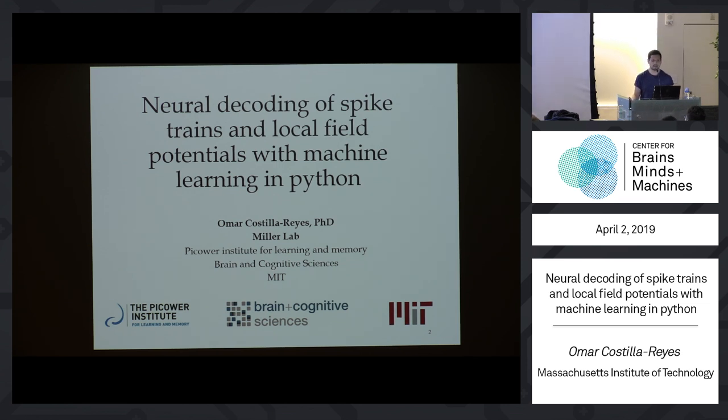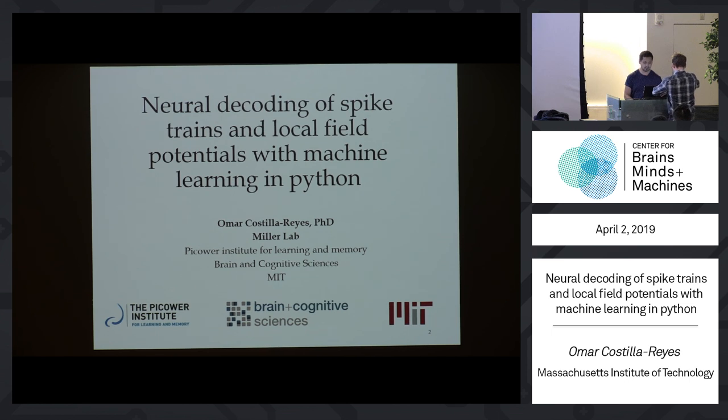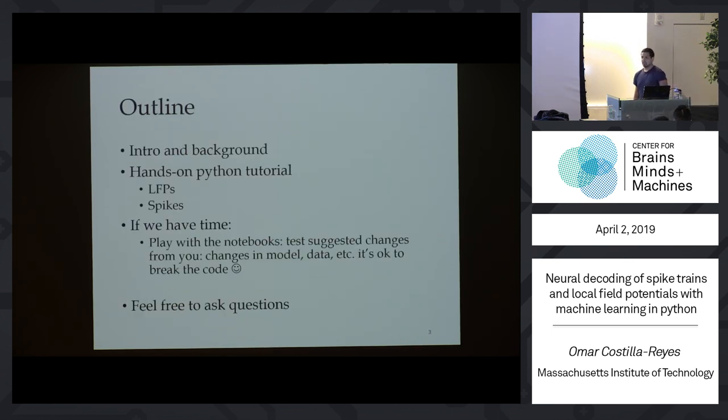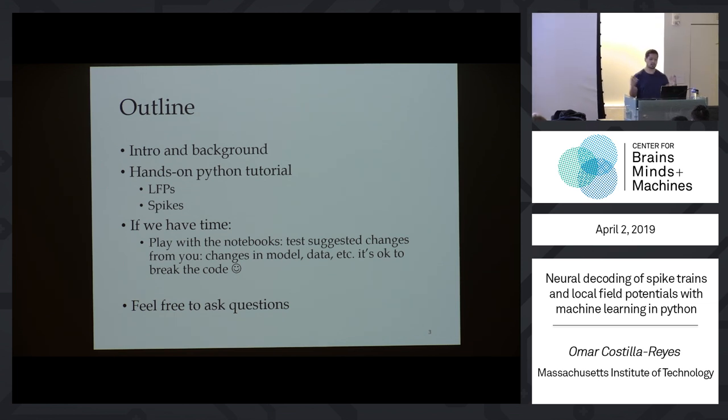So today I'm going to present to you some tutorial on neural decoding. We're going to do that with spikes and LFPs. So we're going to be using Python and also machine learning. So let's get started. First I'm going to give you some introduction on neural decoding, what neural decoding is, and also some background. And then we're going to jump into a Python tutorial with LFPs and spikes.